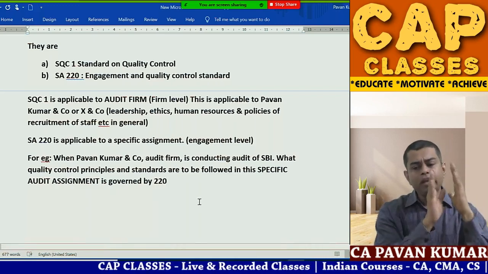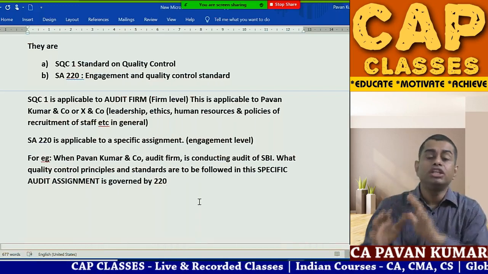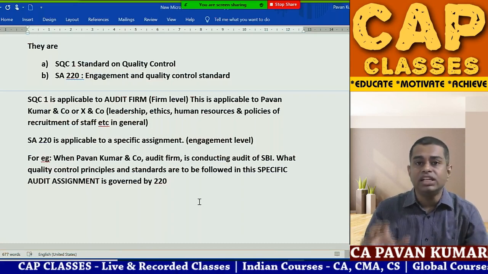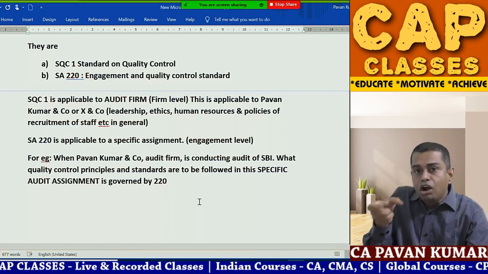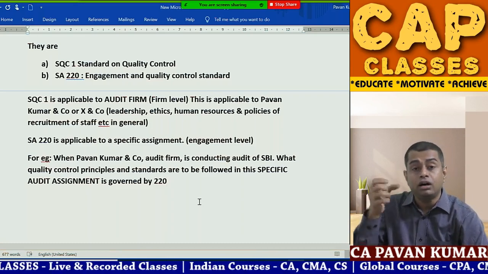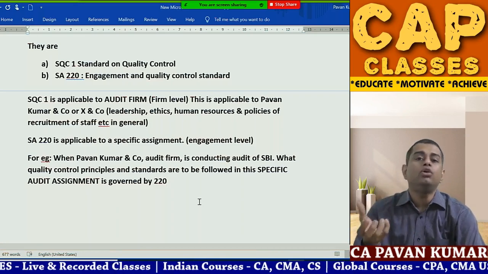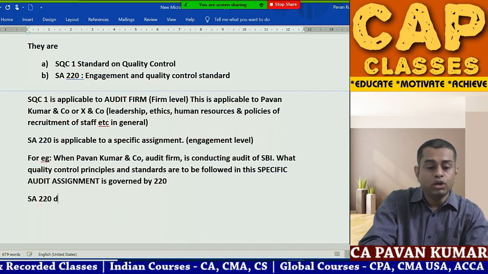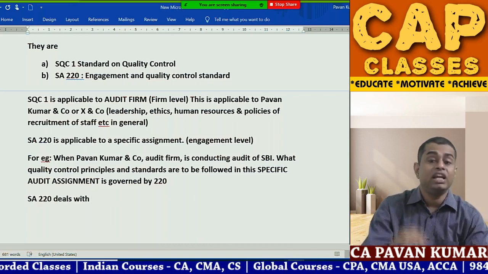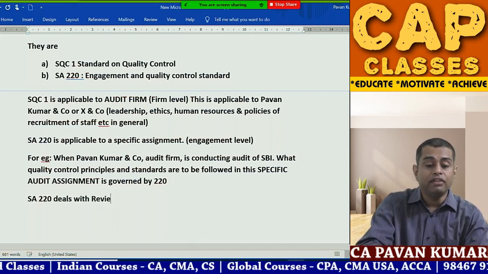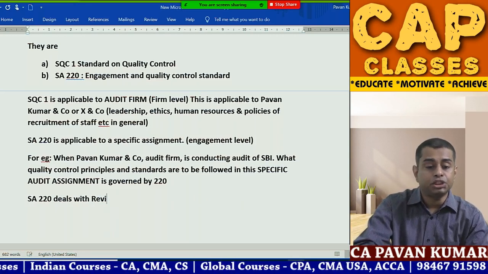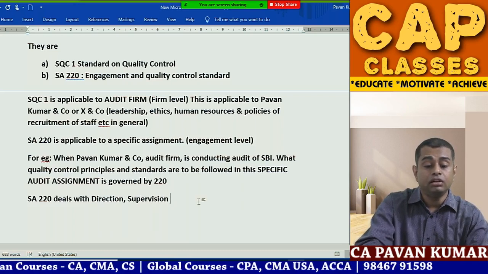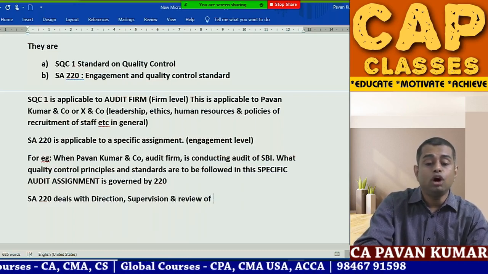Interestingly, so many paras of SQC 1 and 220 are the same. SQC 1 says the firm should have these policies, and 220 says while conducting audit of a specific entity, the firm should follow these policies. Here, SA 220 deals with direction, supervision and review of audit.